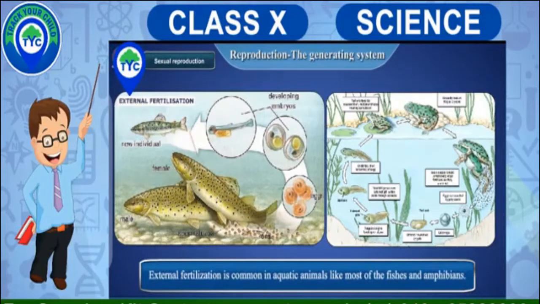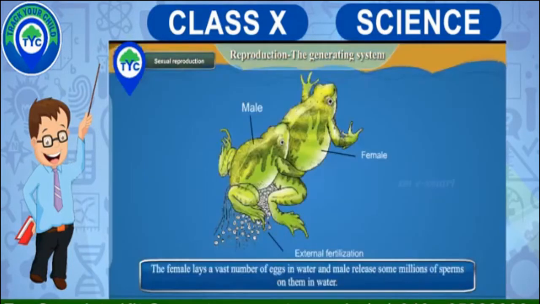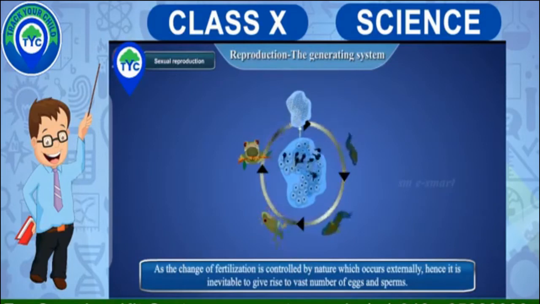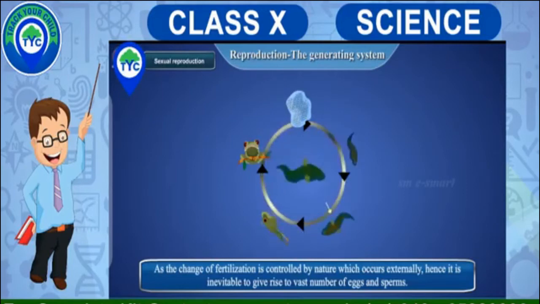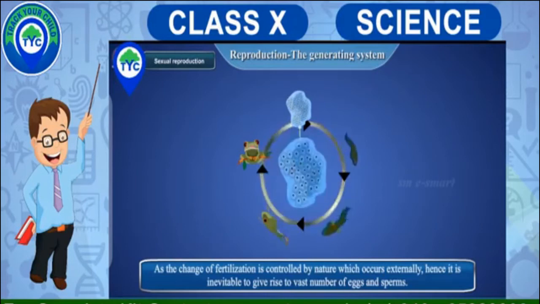External fertilization is common in aquatic animals like most of the fishes and amphibians. The female lays a vast number of eggs in water and male release some millions of sperms on them in water. As the chance of fertilization is controlled by nature, which occurs externally, hence it is inevitable to give rise to vast number of eggs and sperms.